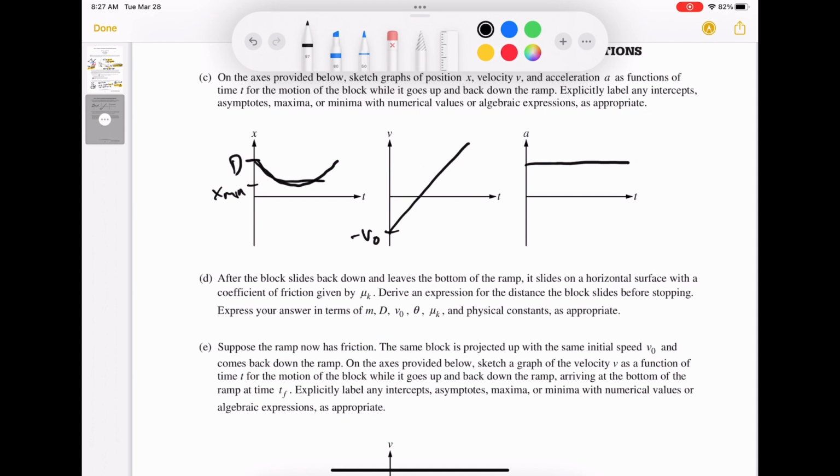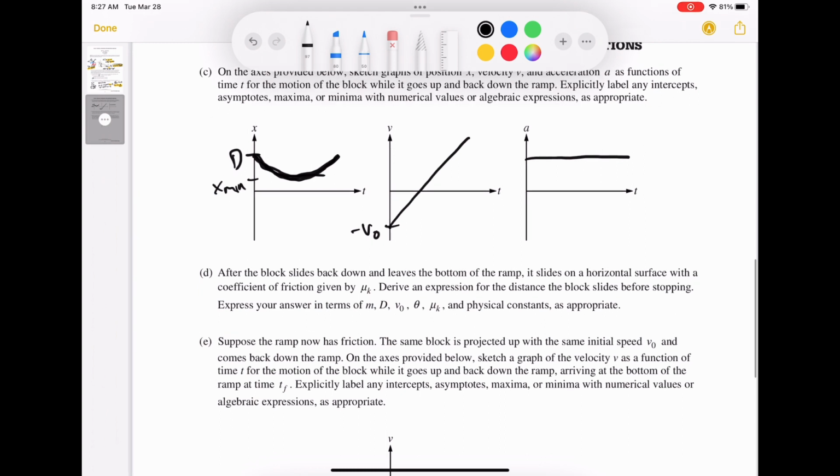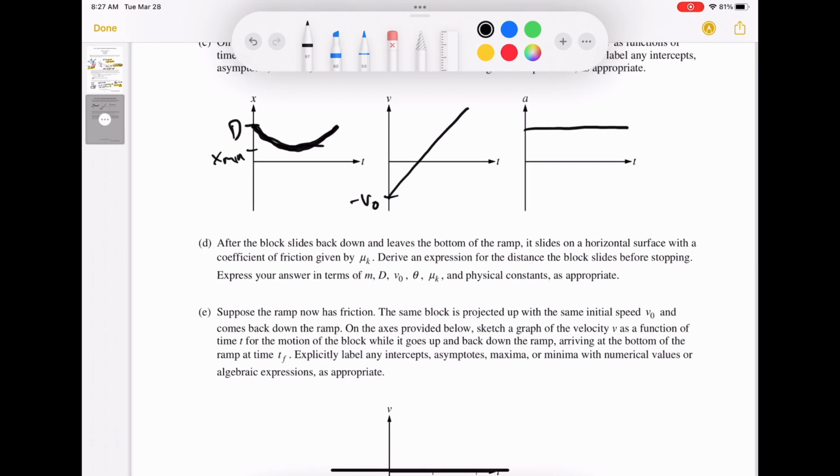We can now go ahead and start looking at D. After the block slides back down and leaves the bottom of the ramp, it slides on a horizontal surface with a coefficient of friction given by mu k. Derive an expression for the distance the block slides before stopping. Express your answer in terms of m, d, v naught, theta, mu k, and physical constants as appropriate.